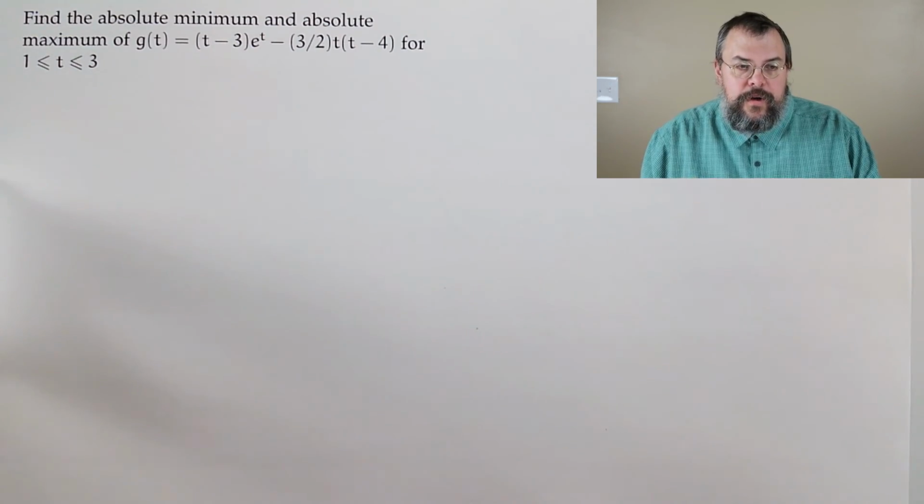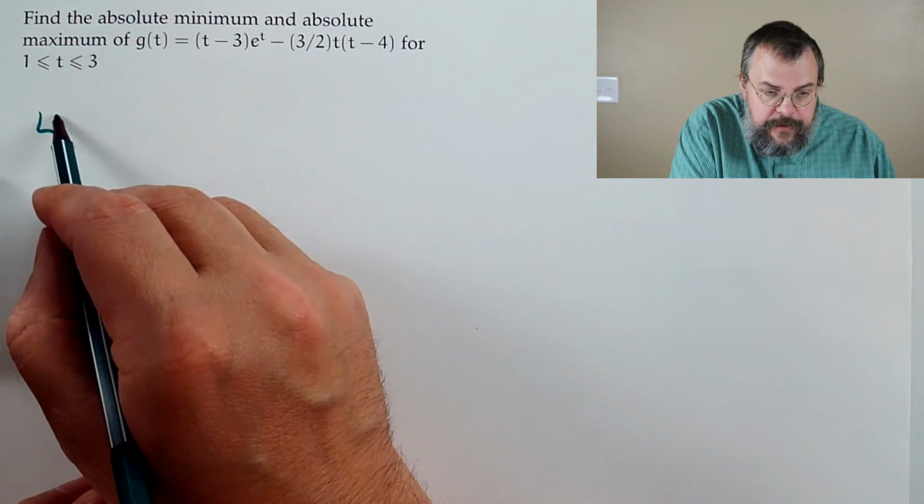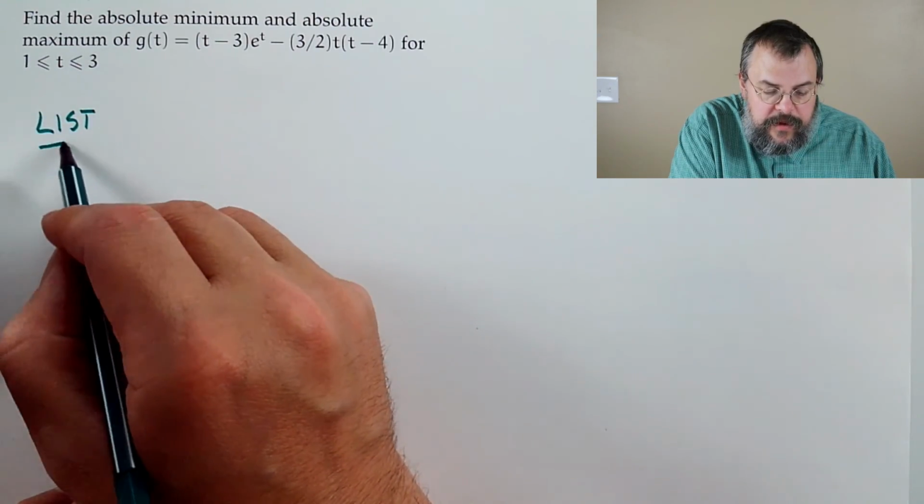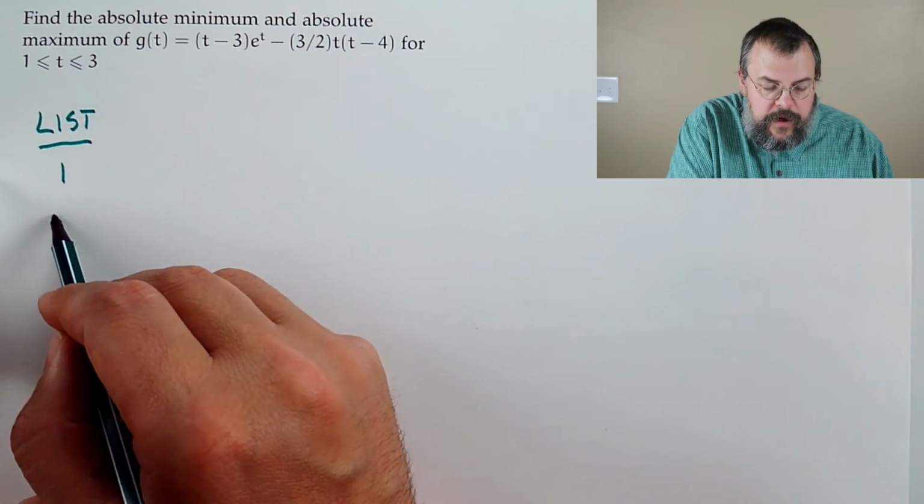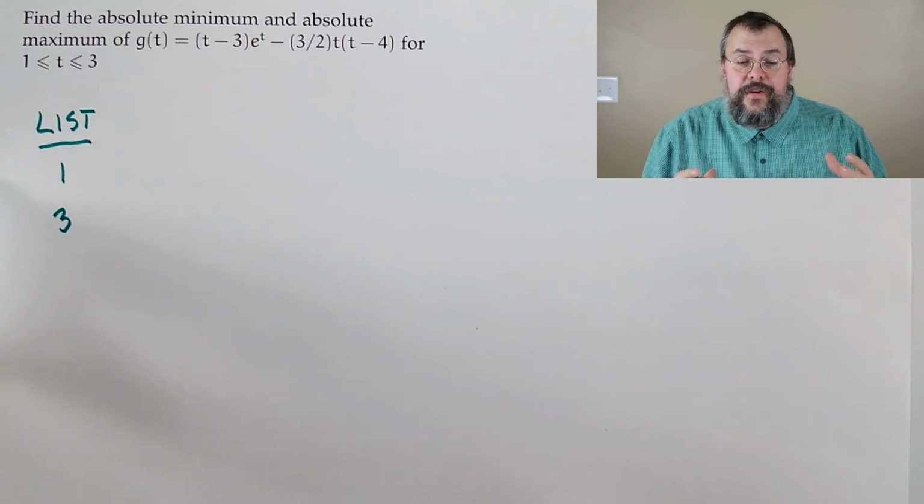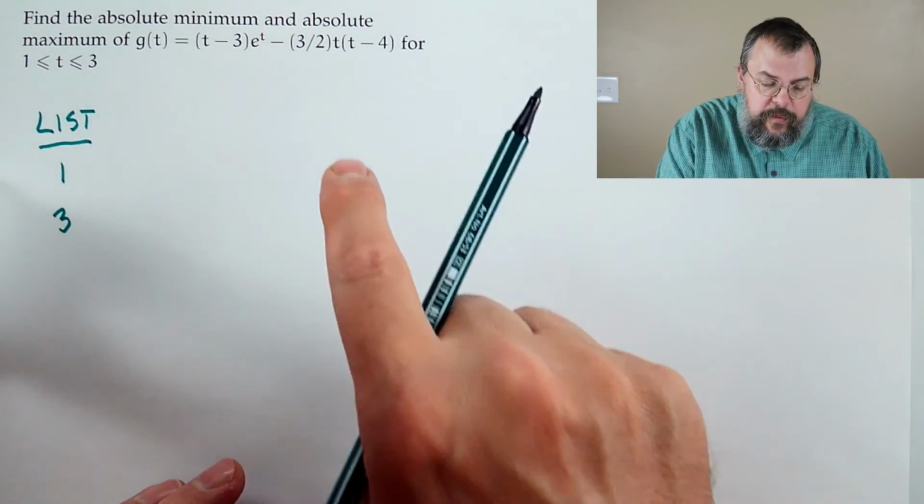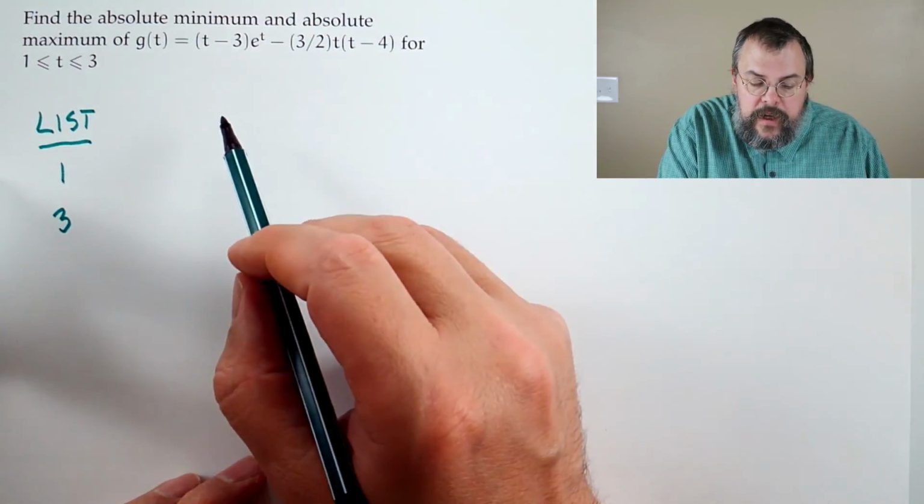Well, so we do our process. Our process is always going to be the same when we're looking for absolute max and absolute min. We start with the list. Throw in the endpoints, 1 and 3. Now, for the rest of it, we're going to focus on the derivative. So here, we just have to work through. There's no real surprises.